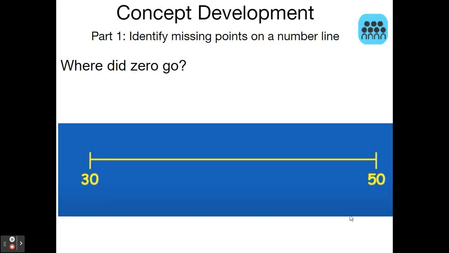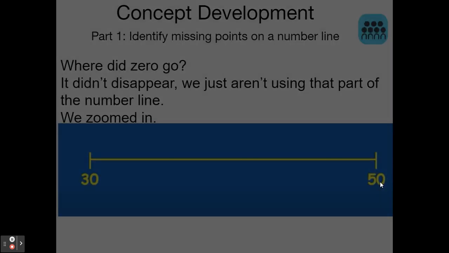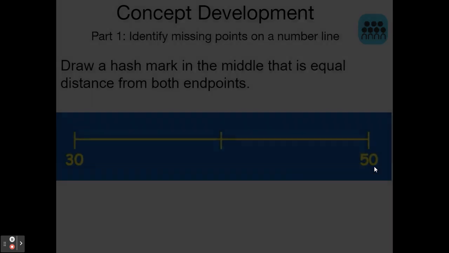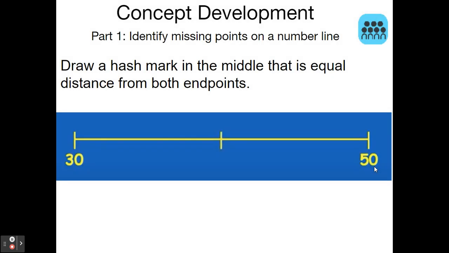All right, where did the 0 go? Where'd it go? That's right, it didn't go anywhere. We just zoomed in on our number line. It didn't disappear. We're just not using that part of the number line. We are zoomed into 30 and 50. That also means that 100 did not disappear either.